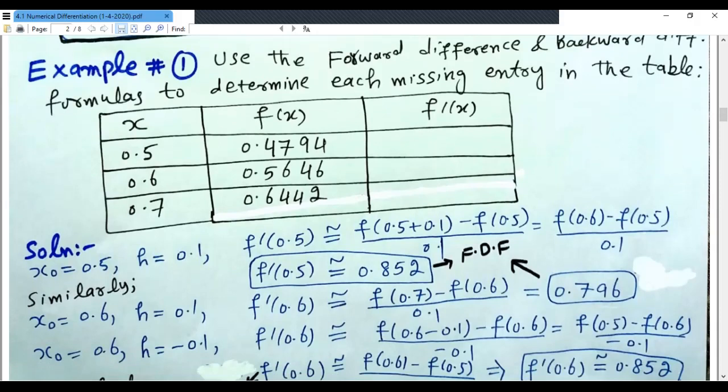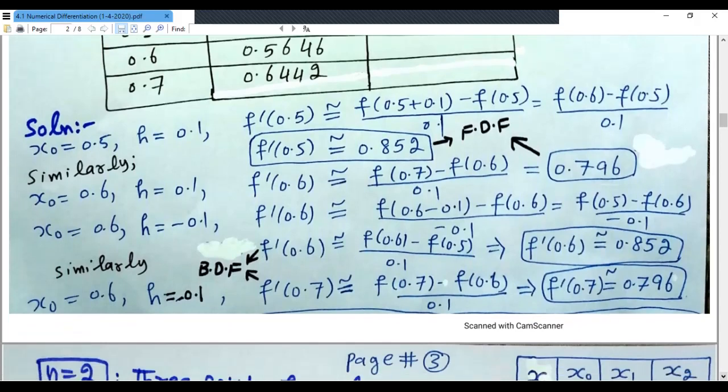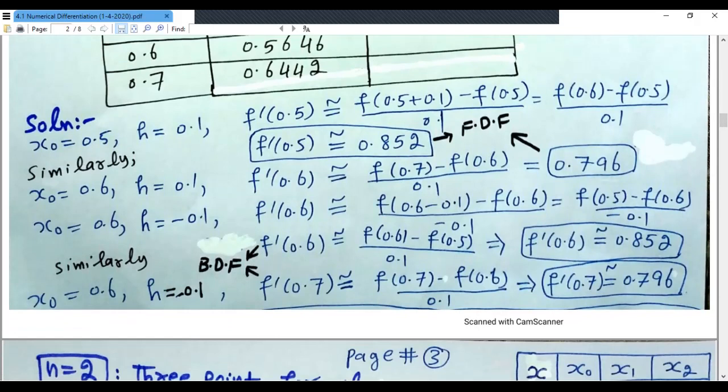Please note that to find the derivative of the function at 0.5, we have to use forward difference formula. To find the derivative of the function at 0.6, we can use both forward difference formula and as well as backward difference formula. But for 0.7, we have to use only backward difference formula. Look at this. X naught equal to 0.6 and h is equal to 0.1. This is forward difference formula.